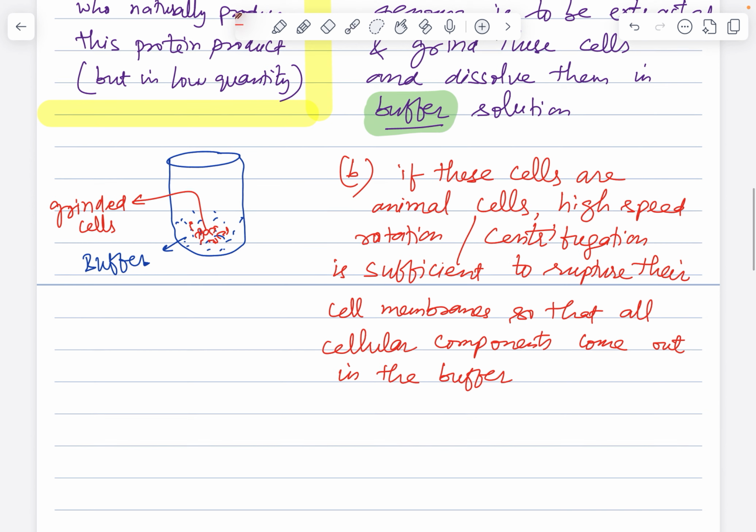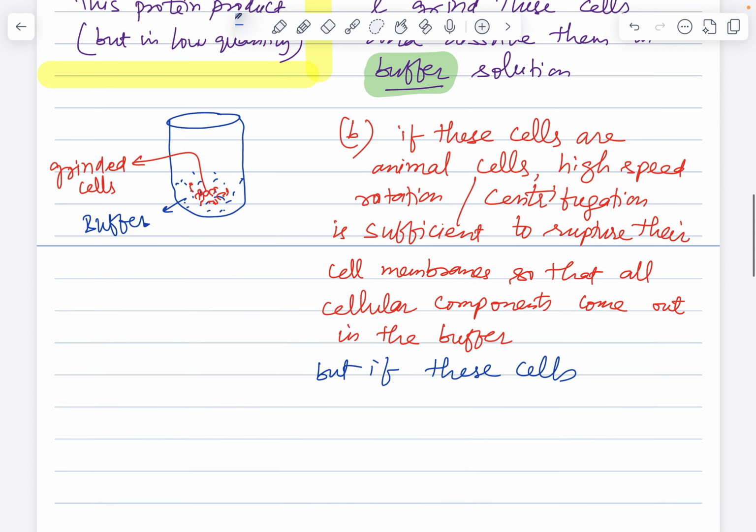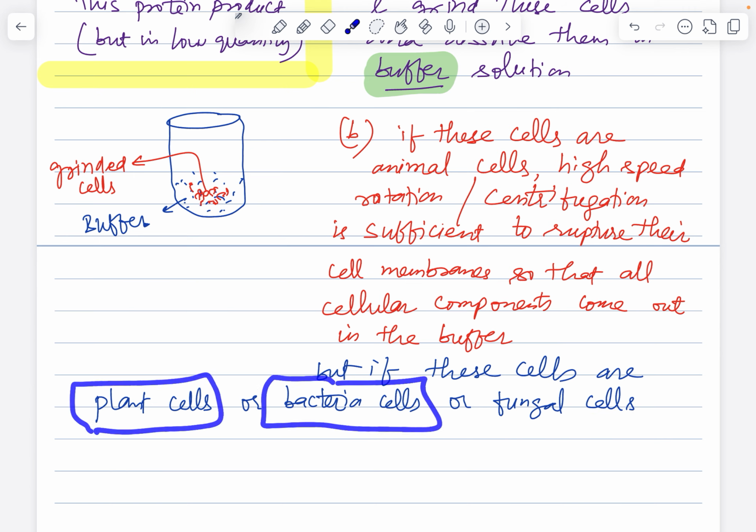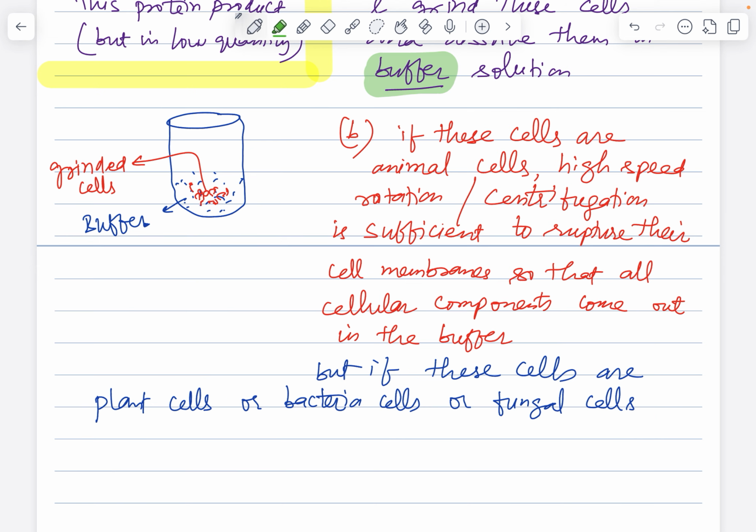But then, as I told you, if these cells whose genome is being extracted are plant cells or bacteria cells or fungal cells, which means your desired protein product that you want at mass scale is naturally being produced by a plant or a bacteria or a fungus, and you want to produce that protein at a mass scale, then you will require that particular gene from these cells. And to get the gene from these cells, you have to first take out their genome, and that is what we are trying to learn over here.